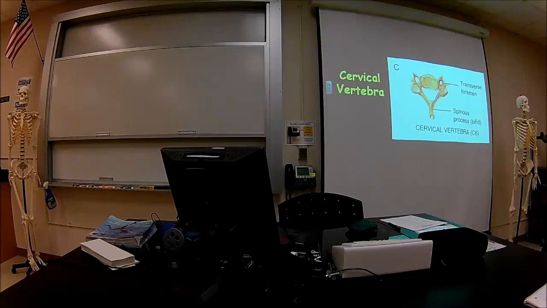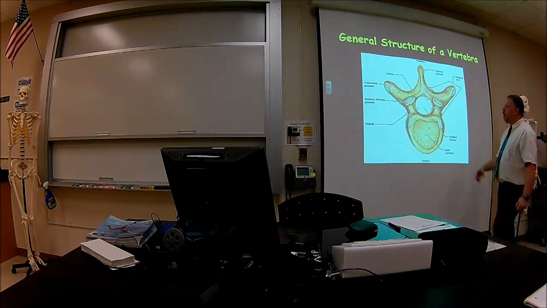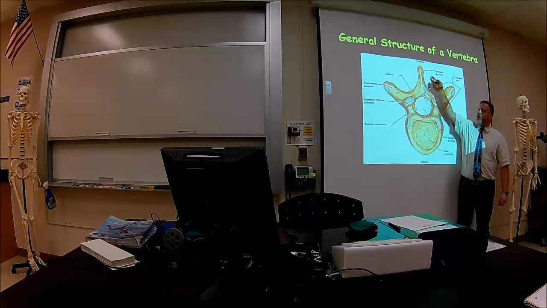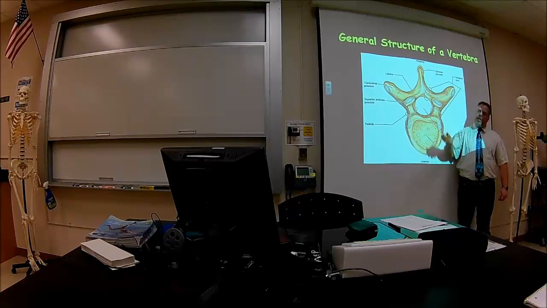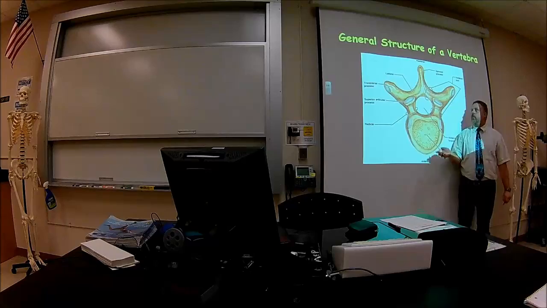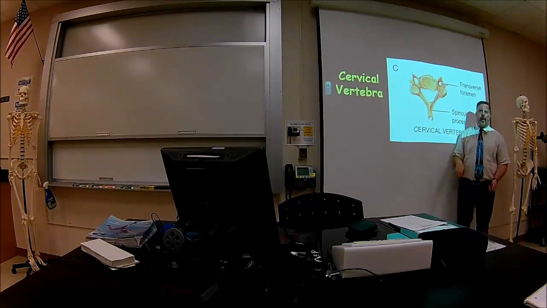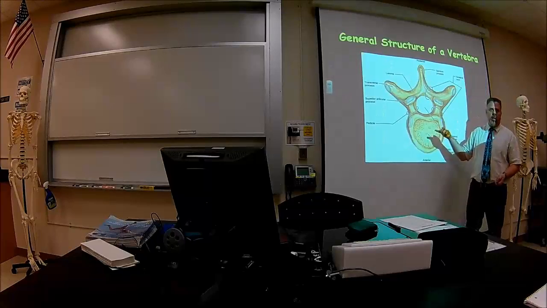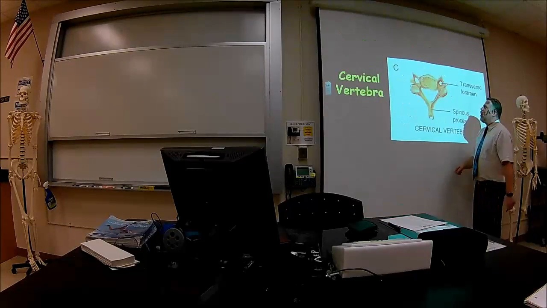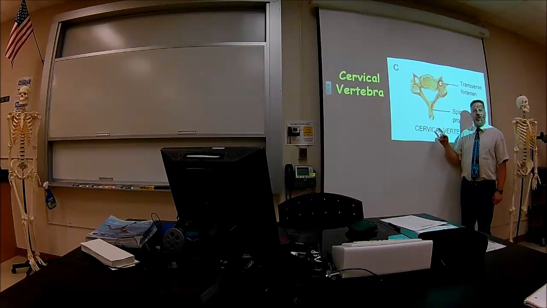Here's a cervical vertebrae. Okay? Now the only thing is, here's anterior, there's posterior. These pictures are good, but they kind of put them upside down. No biggie, all right? So here's anterior and here's posterior. It's just upside down. So this is a cervical vertebra.